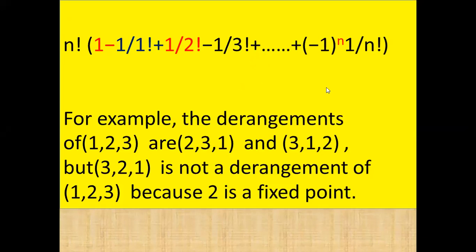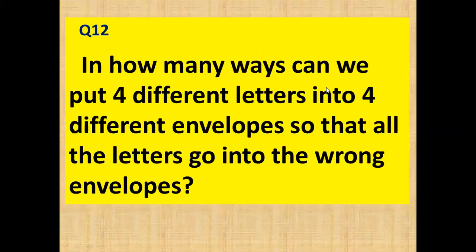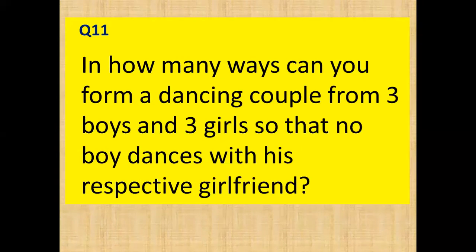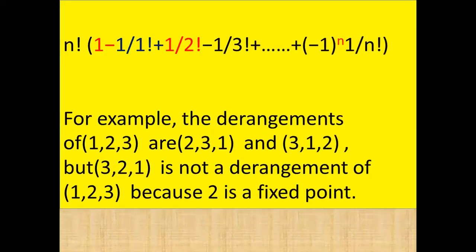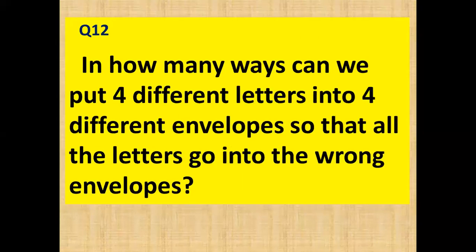Okay. Let us take one more example. Like if I ask you in how many ways can you put 4 different letters into 4 different envelopes so that all letters go into the wrong envelopes. So you can say the answer would be factorial 4 into 1 minus 1 upon factorial 1 plus 1 upon factorial 2 minus 1 upon factorial 3 plus 1 upon factorial 4.